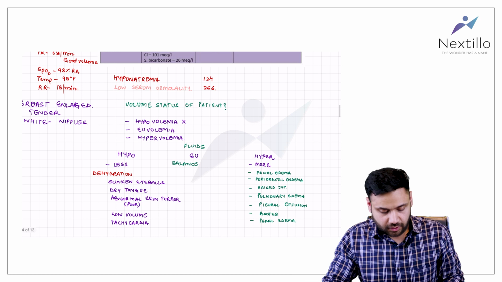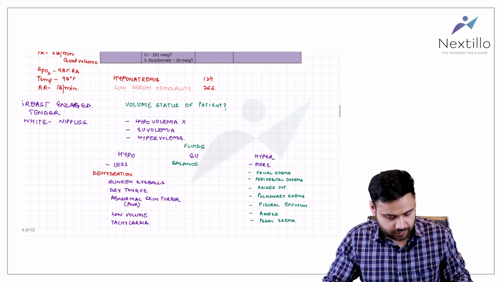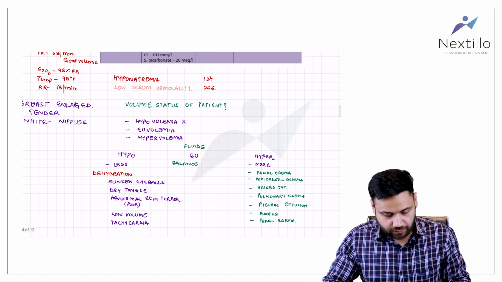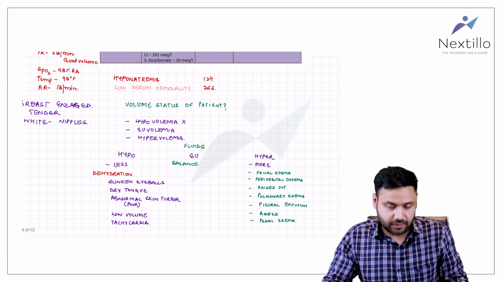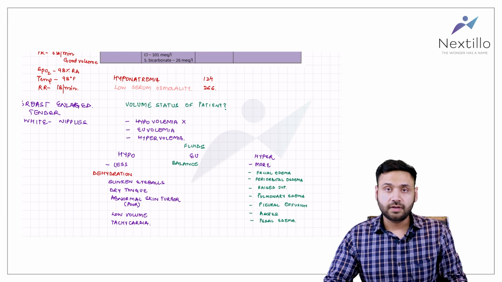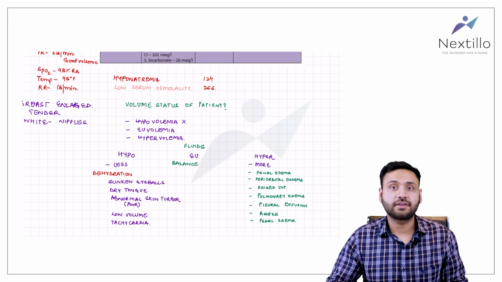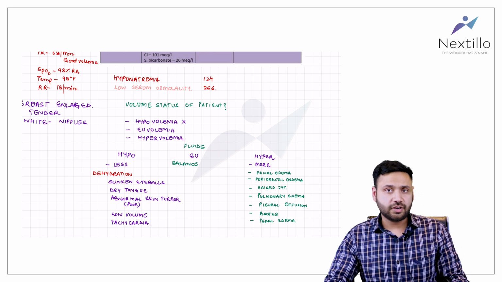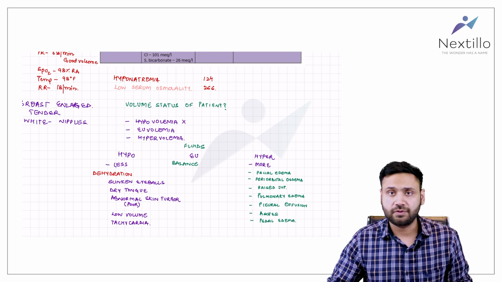Now, if we see our patient, we concluded that with BP and pulse rate, there is no hypovolemia. Now, for us to see if there is hypervolemia or not, we should check out if those signs are present in this patient or not.